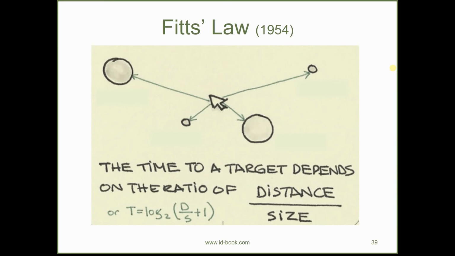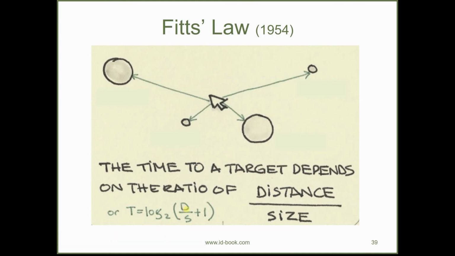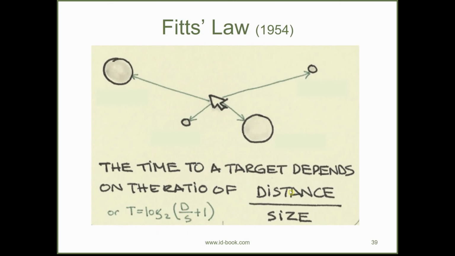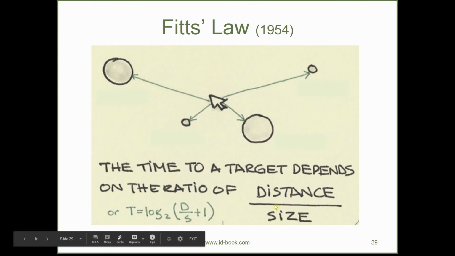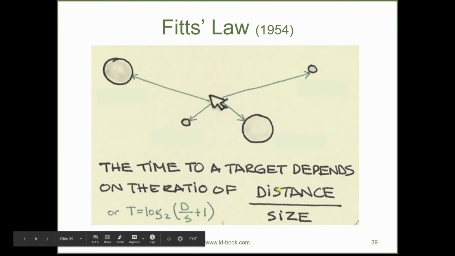So let's look at this formula in a little bit more detail. This is Fitts' law, the formula. Over here, T represents time. Basically, this formula is saying that the time it takes for somebody to reach a target is directly proportional to the distance to reach the target and the size of the target. D represents the distance to reach the target and S is the size of the target. So the time to reach a target depends on the ratio of distance and size, distance over size.